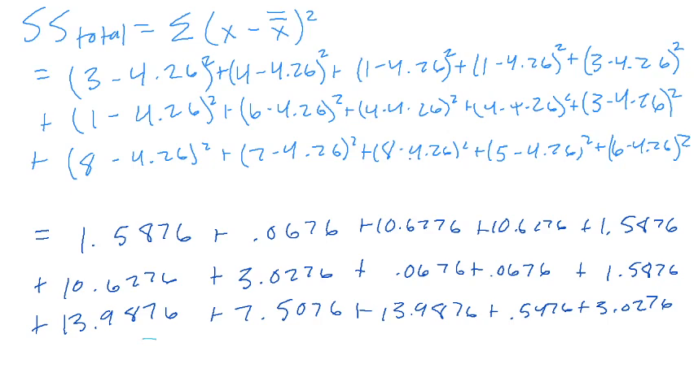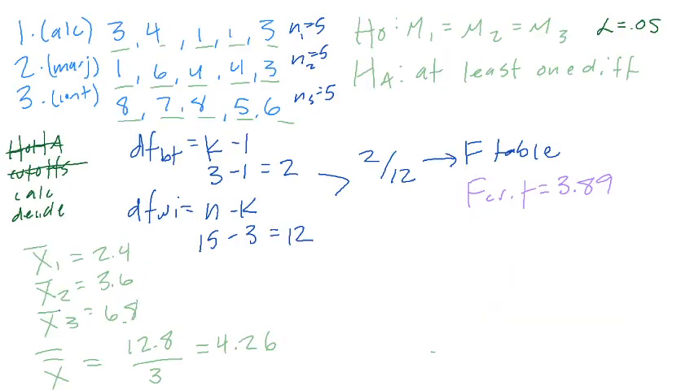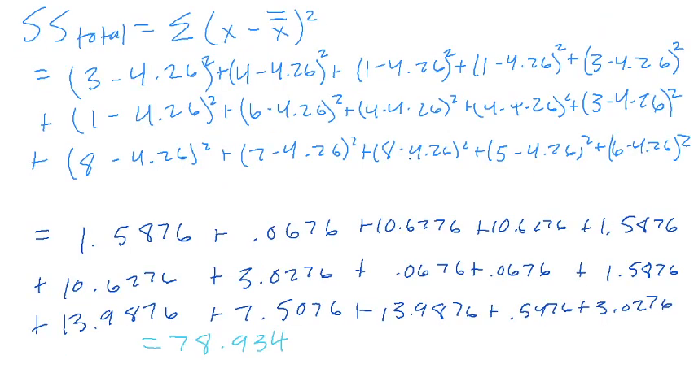So our sum of squares total is equal to 78.934, or something close to it, right? Remember, our rounding might not be identical. In fact, this 4.26, you might have just as well done 4.27 because of rounding. That is okay. So here we have it, our sum of squares total. That's the first of our somewhat challenging values to get.